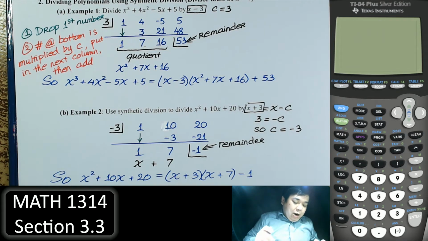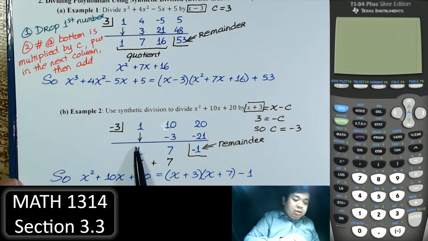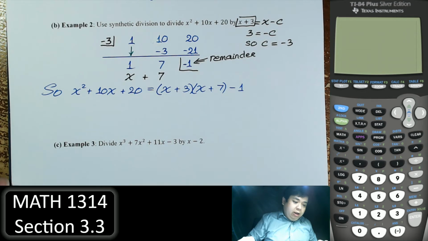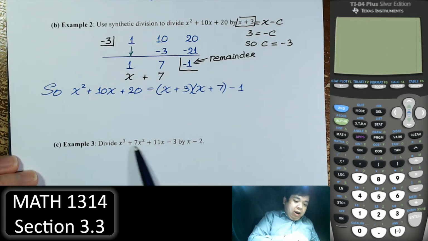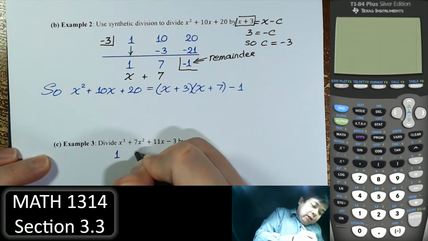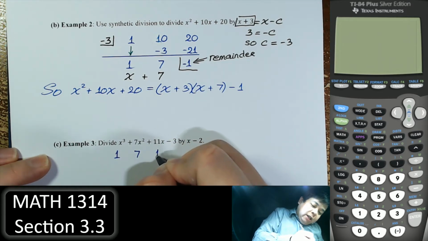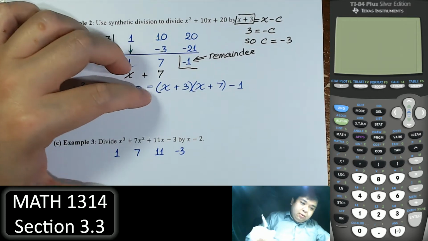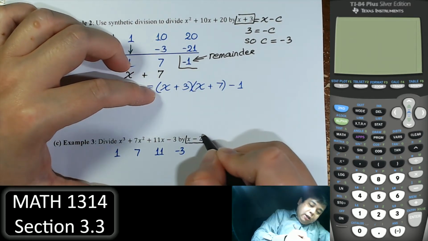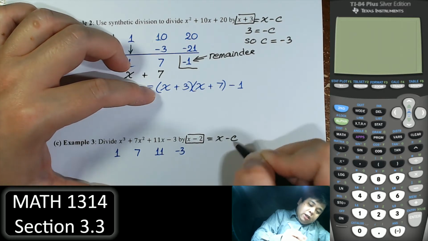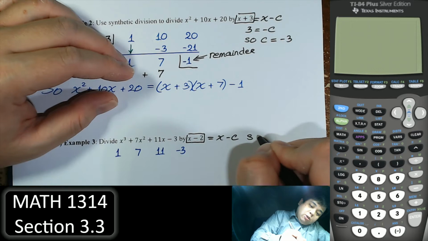Right. Once again, write out the first number, multiply, put in the next column and add. Multiply, put in the next column and add. Right, now we divide this by x minus 2. The coefficients are 1, 7, 11, and negative 3. The divisor of x minus 2 is in the form x minus c, so c is equal to 2.